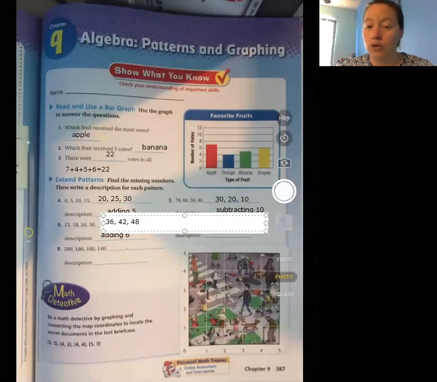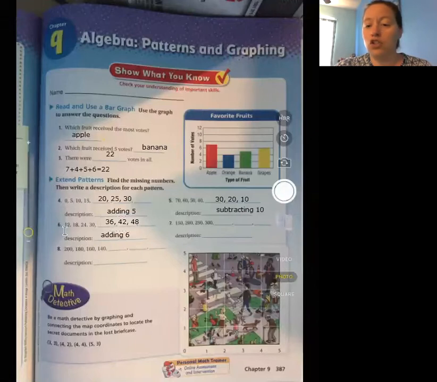You will also notice that this is what happens when you multiply something by 6. So 12 is 2 times 6, 18 is 3 times 6, 24 is 4 times 6, 30 is 5 times 6, 6 times 6, 7 times 6, 8 times 6. Okay, do you see how that came up? All righty, very good.